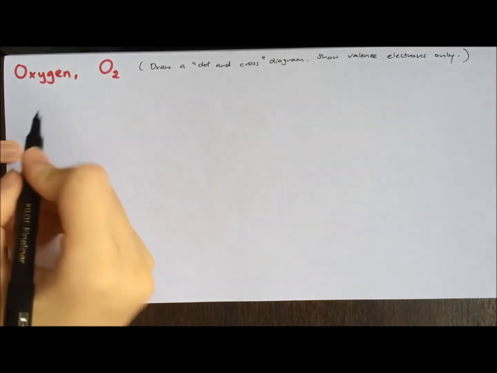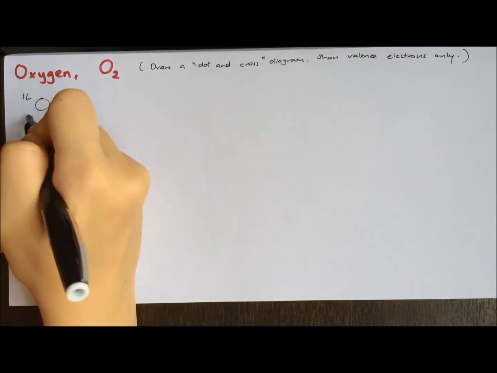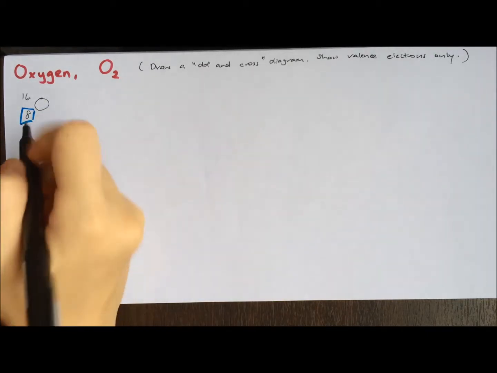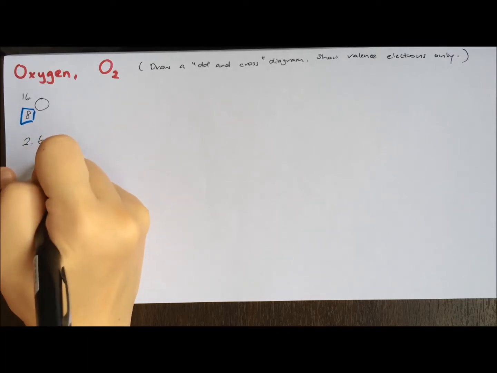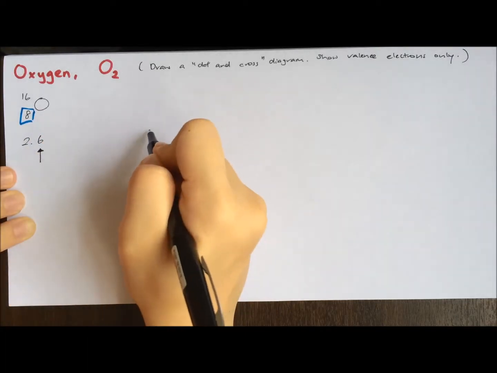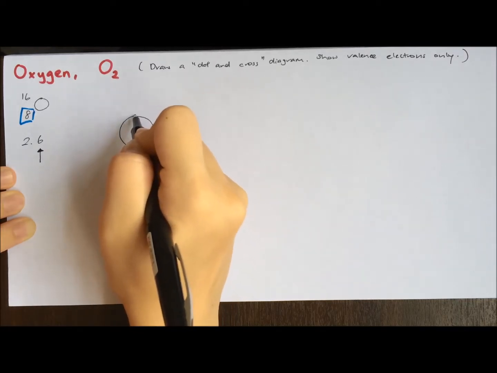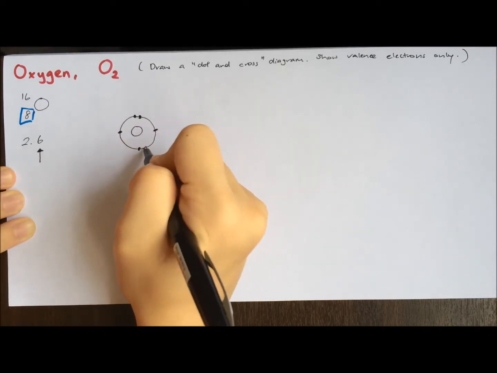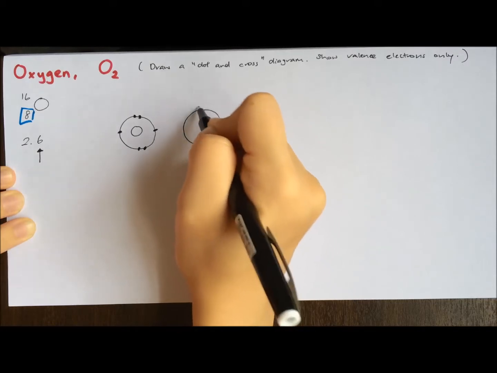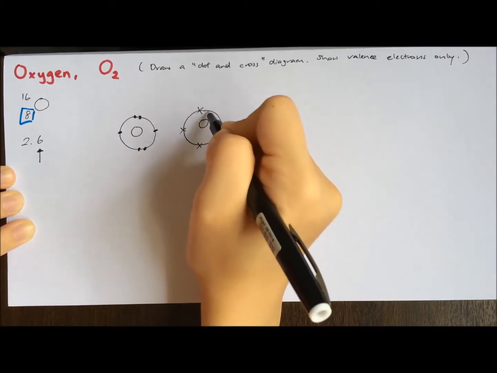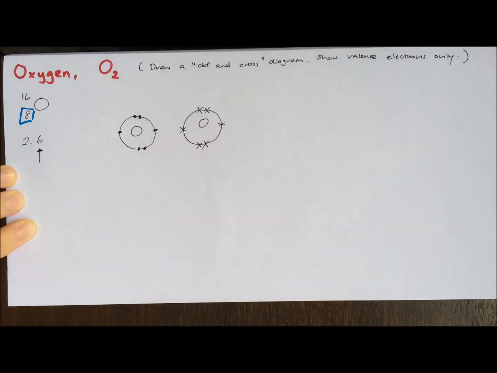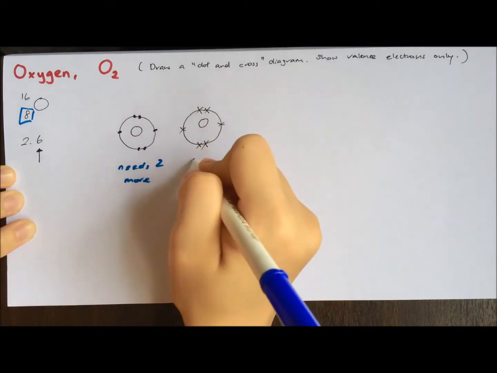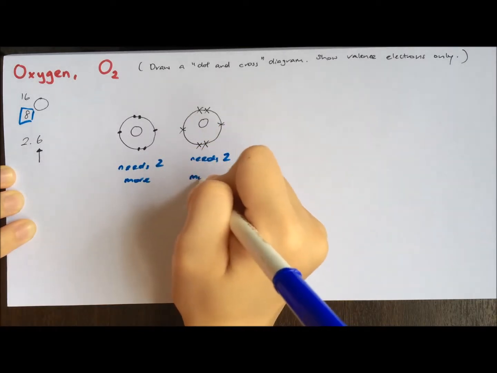Okay, and the last example for a covalent element will be oxygen. In this case, they also ask you to show the valence electrons only. So since we have 8 electrons, it will be 2,6, and we draw only the 6 electrons. So oxygen has 6 electrons, top, bottom, left, right, top, bottom. All of these will be dots. The next one, crosses. Then you take a look at how many electrons are needed. 2 more electrons are needed for each oxygen atom because completely filled is 8.